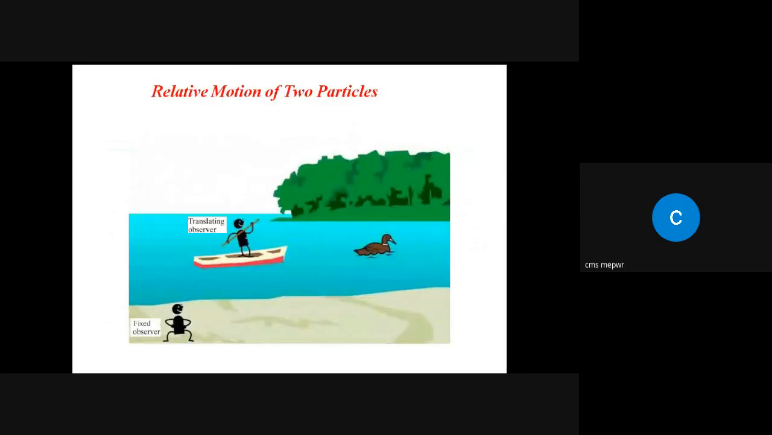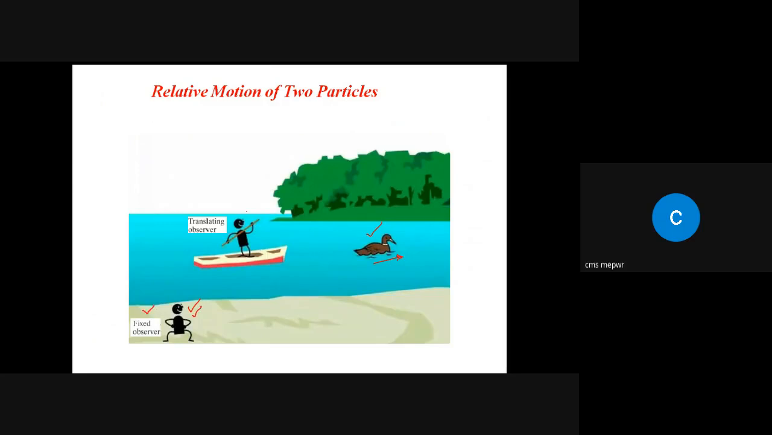Okay, so let us consider we are having a duck, as shown in this diagram, swimming in a river and moving in some specific direction, for example, in this direction. Let us have an observer who is standing on the bank of a river, and this observer is not changing its position. So let's call him the fixed observer.